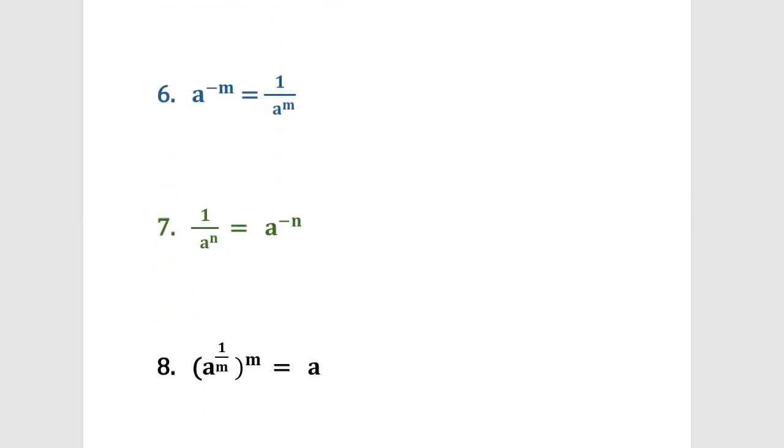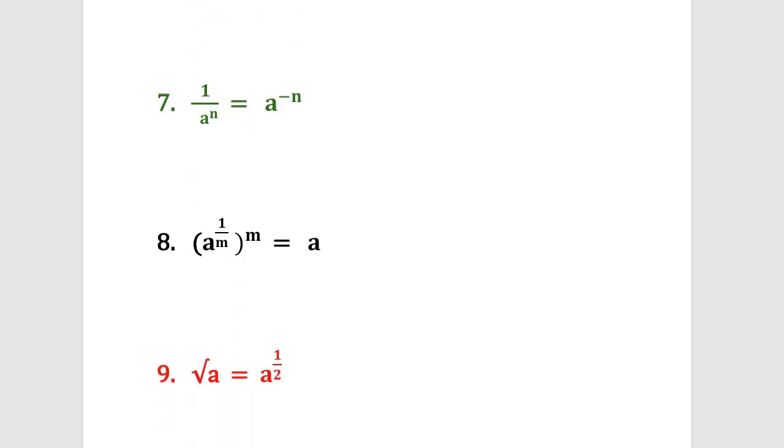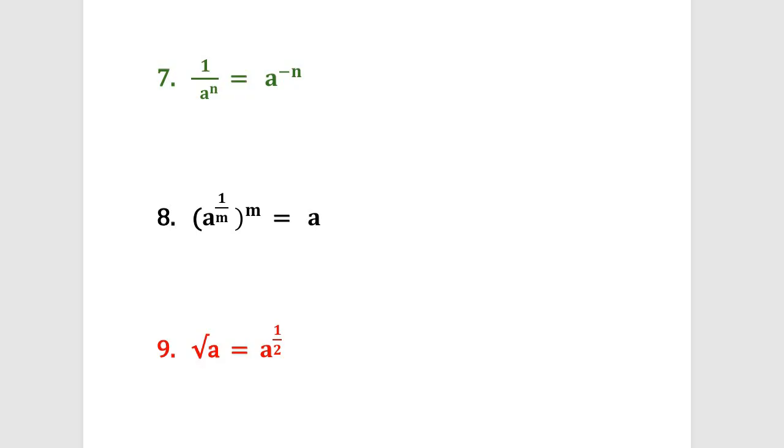Formula number 6, a to the power minus m equals 1 by a to the power m. So when there is a minus sign in front of the power, we can write 1 by the plus sign of that power, so 1 by a to the power m. Similarly, we can write formula number 7, 1 by a to the power n equals a to the power minus n.